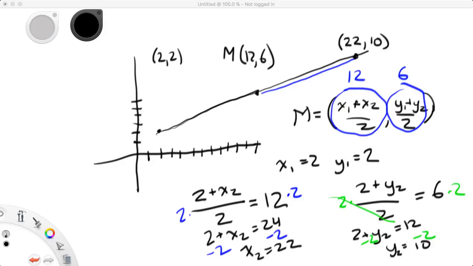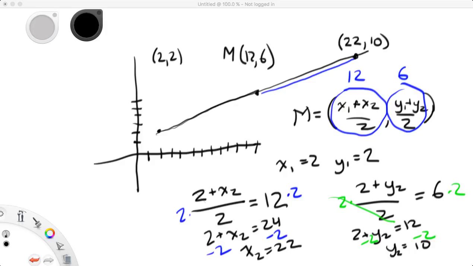For this one, I'm going to multiply both sides by 2, because that's going to cancel these out. And I'm going to get that 2 plus y sub 2 equals 12. Then I'm going to subtract 2 from both sides, and I'm going to get that y sub 2 equals 10. So my answer is that my other point is going to be 22, comma 10.